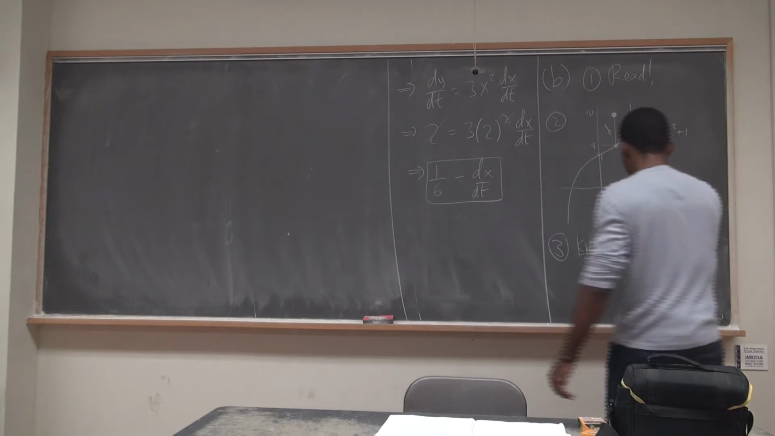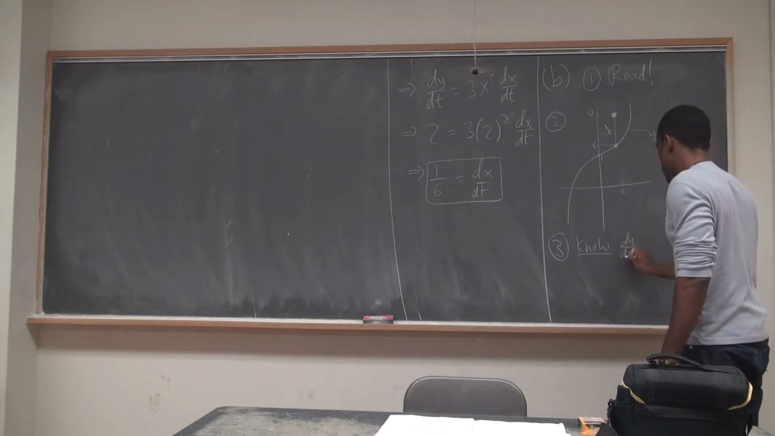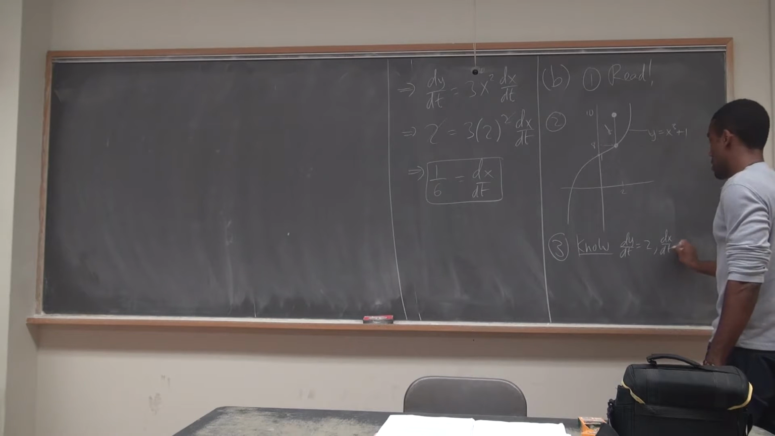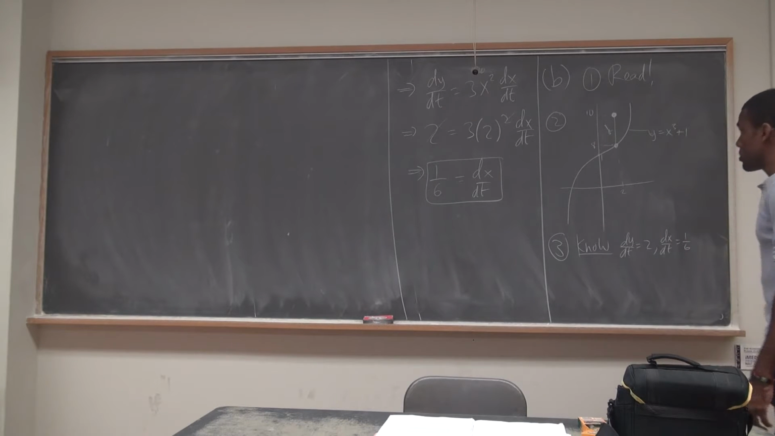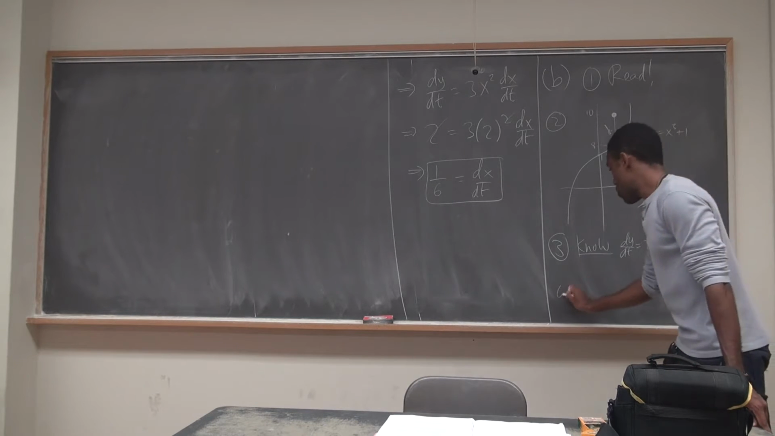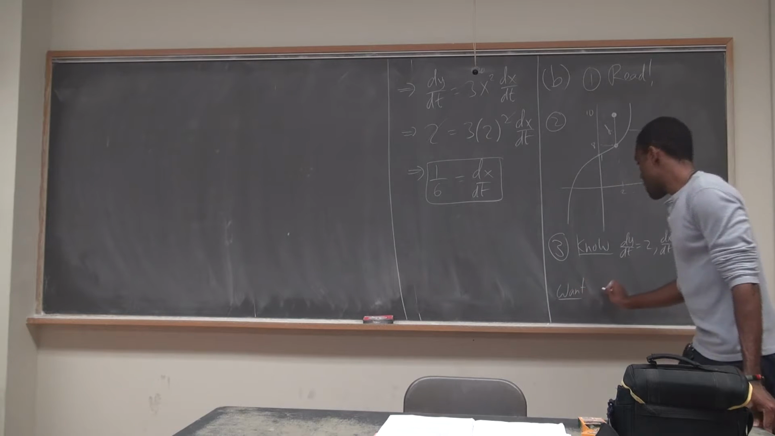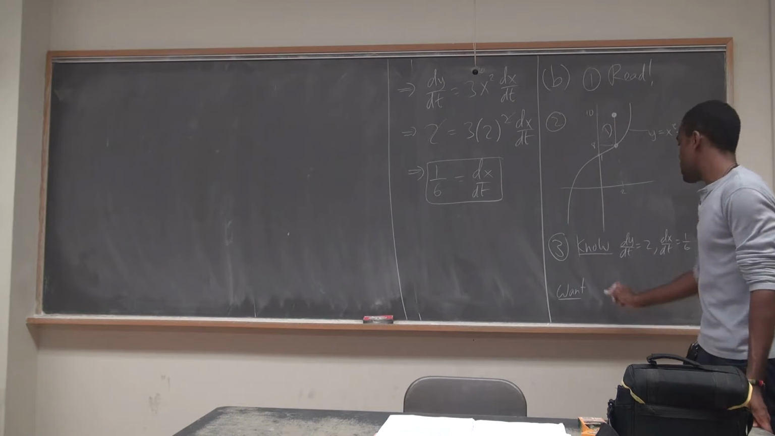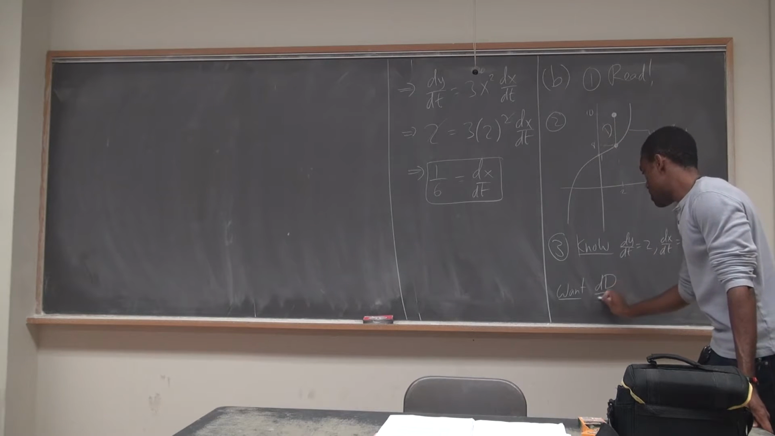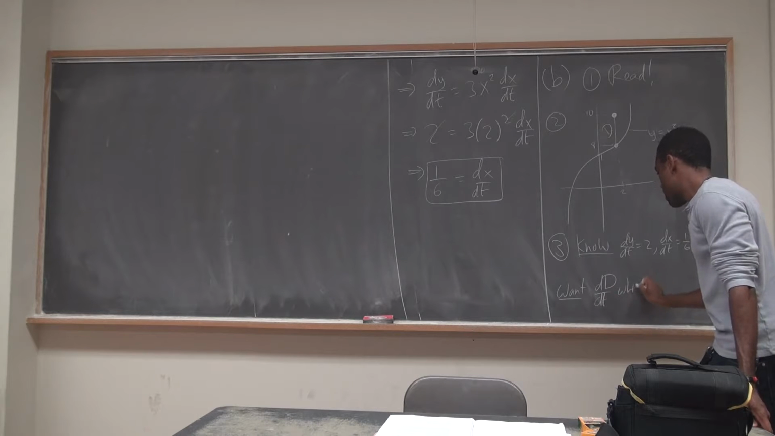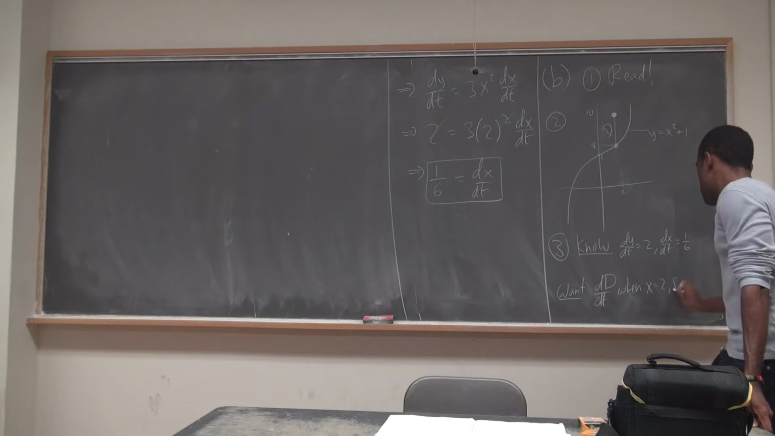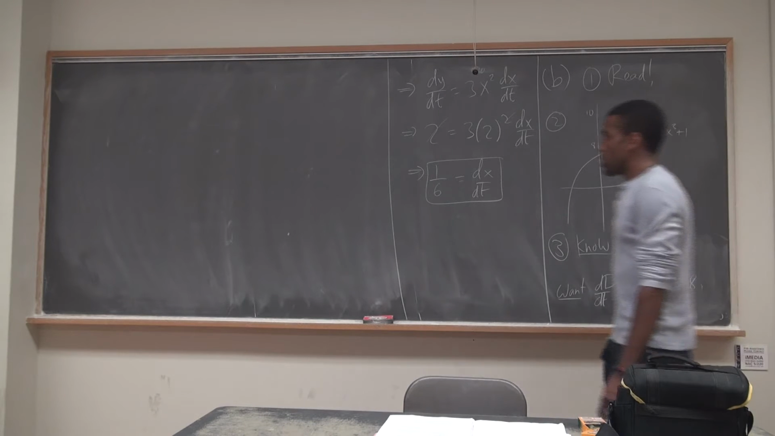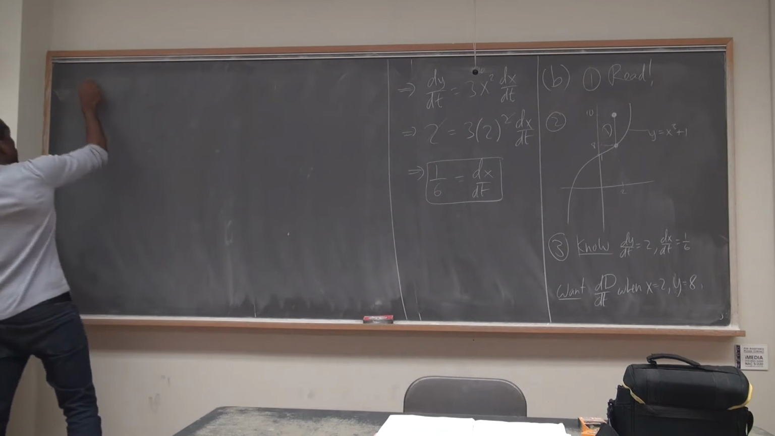Okay? So what do I know? I know my dy/dt at this point. I know that's 2. I know my dx/dt. That's 1 over 6. And what I want is the rate of change of distance. Maybe I should call the distance a different letter, uppercase D. I want dD/dt when x equals 2, y equals 8.